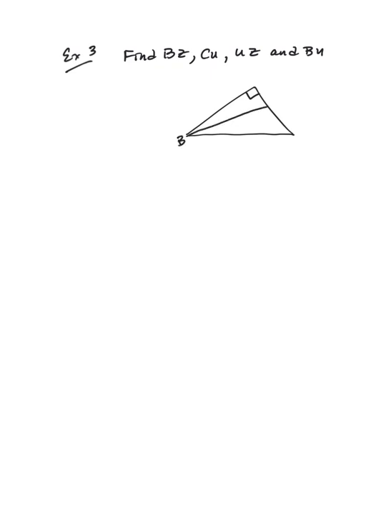Example 3. We're going to find BZ, CU, UZ, and BU. Okay, let me draw the picture. So this is a little different than the other questions because I have a right angle. And my angle bisector is going to be at angle B. Okay, this topic will not be on the Regents, by the way.